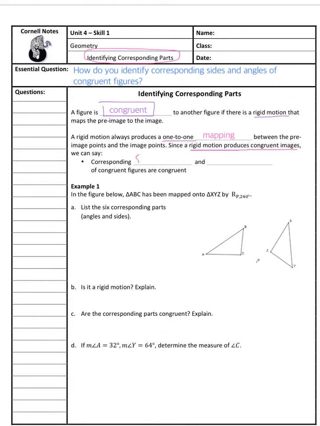corresponding sides and angles of congruent figures are congruent. So therefore, if you have a side in your original shape, its corresponding side in the new shape would be congruent to each other as long as a rigid motion mapped one shape onto the other.